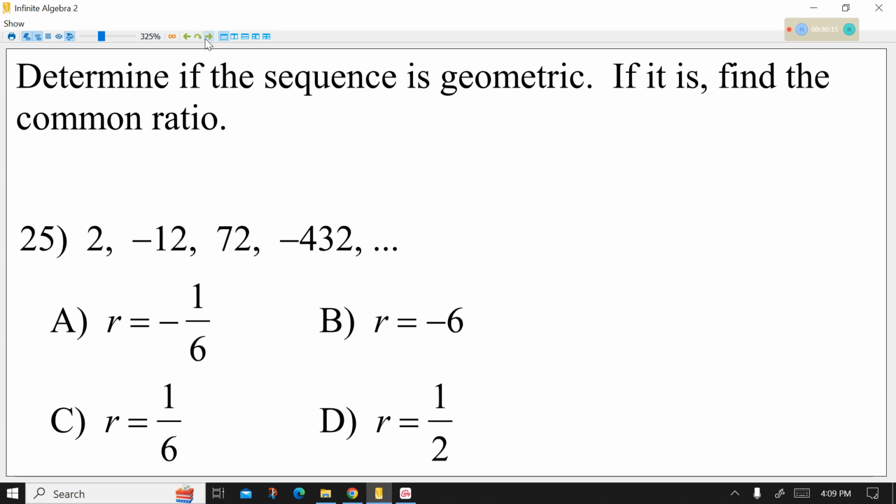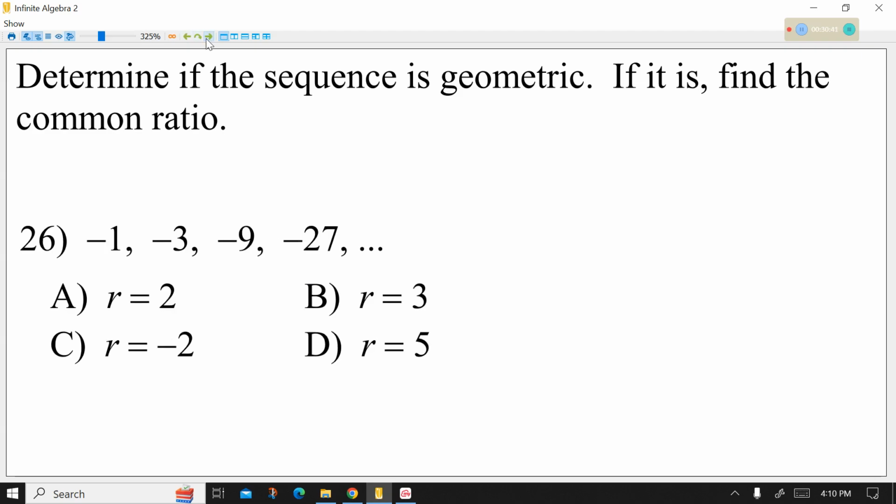For 25, again, we see another alternating sequence. Look, it's positive, it's negative, it's positive, it's negative. So that means our common ratio must be a negative number. In this case, we have only two negative values, so we have to choose between 1/6 or negative 6. But I have to multiply by negative 6 to get negative 12, so we won't have 1/6. Our answer has to be negative 6.